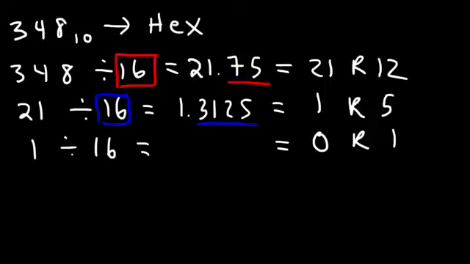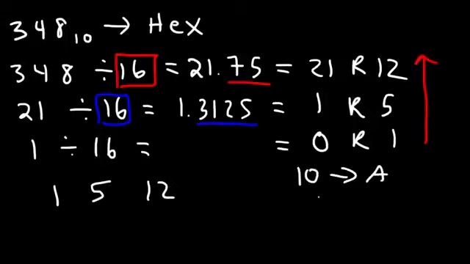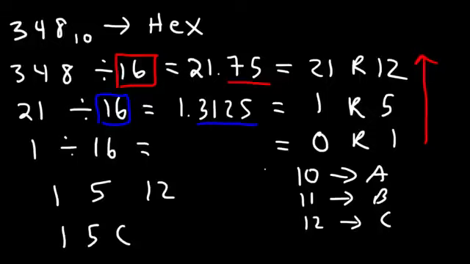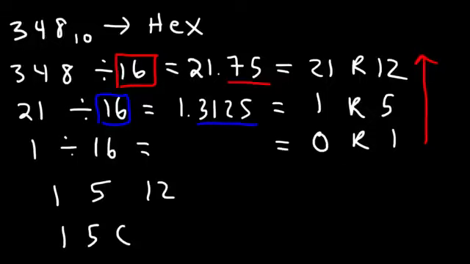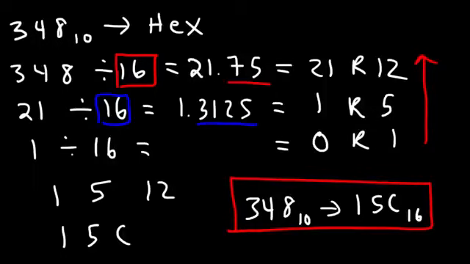And so we're going to read it this way. So we have a 1, a 5, and a 12. Now 12, because it's larger than 9, we need to convert it to a letter. So remember, 10 corresponds to A, 11 corresponds to B, and 12 corresponds to C. So it's 1, 5, C. So therefore, we could say this: 348 in the base 10 system is 1, 5, C in the base 16 system. And so that's how we can convert a decimal number into a hexadecimal number using successive division.